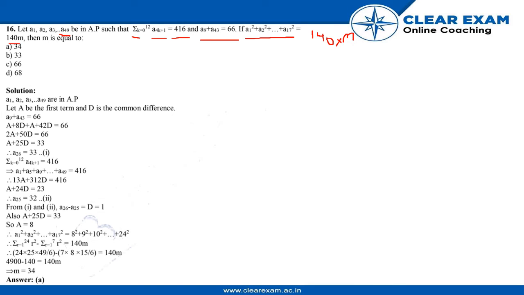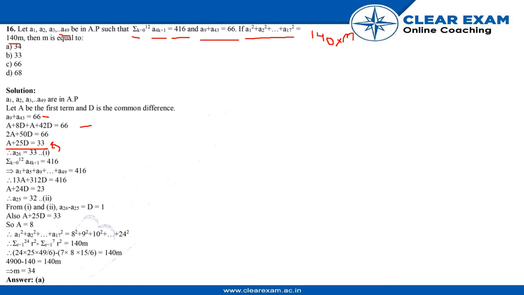It's simple. We will first use standard methods to find the AP and simplify it. We have been given that a9 plus a43 equals 66. Using the formula, we know that a9 equals a plus 8d and a43 equals a plus 42d, so 2a plus 50d equals 66. From the first equation, we have that a plus 25d equals 33. That means a26 equals 33.